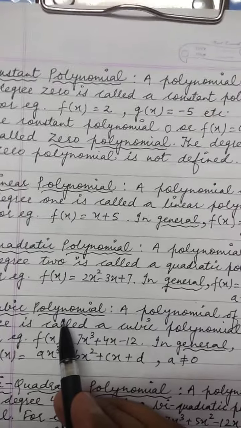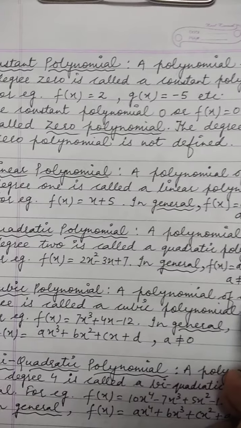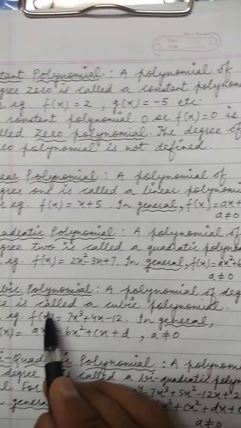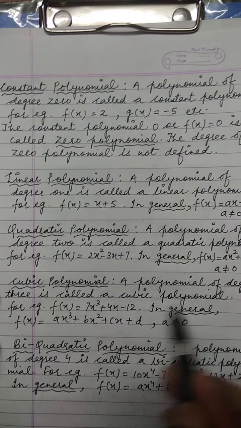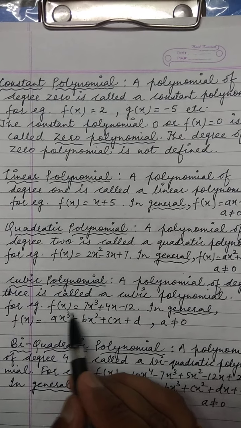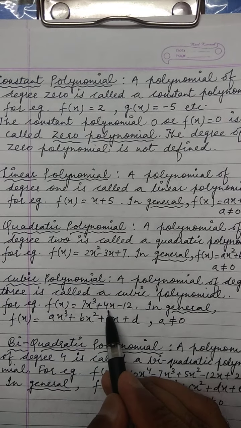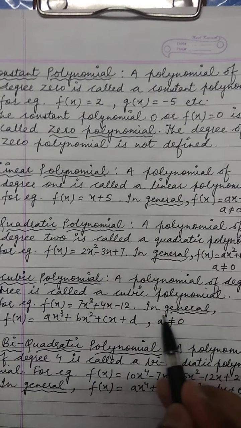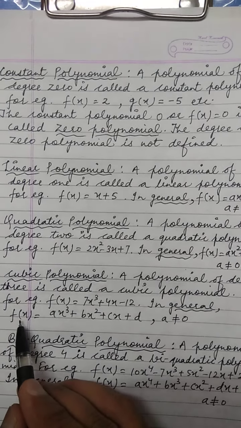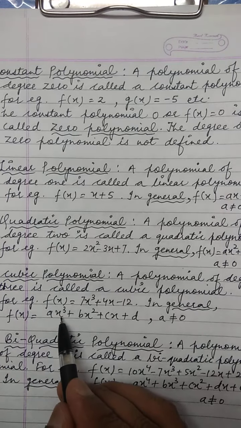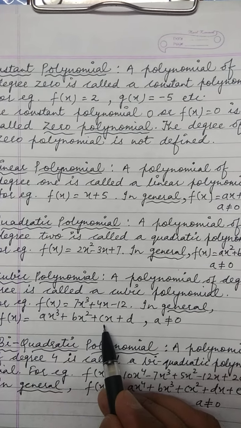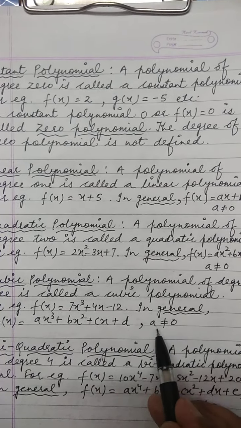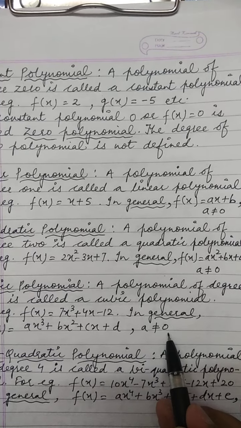Now come to the cubic polynomial. A polynomial of degree 3 is called a cubic polynomial. For example, f(x) = 7x³ + 4x − 12. In general, a cubic polynomial is written as f(x) = ax³ + bx² + cx + d, and a is not equal to 0.